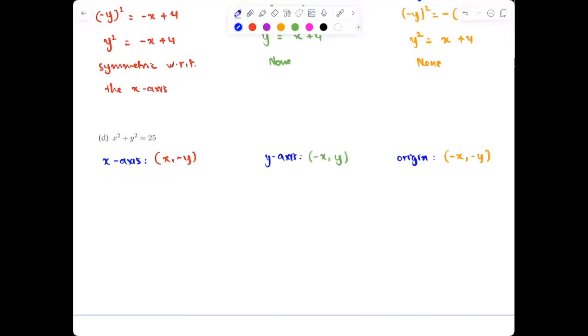For the x-axis, x stays the same, y is replaced by negative y. So you have x squared plus negative y, all squared, equal to 25. And you get x squared plus y squared equal to 25, and it matches the original equation. So you conclude that this graph is symmetric with respect to the x-axis.